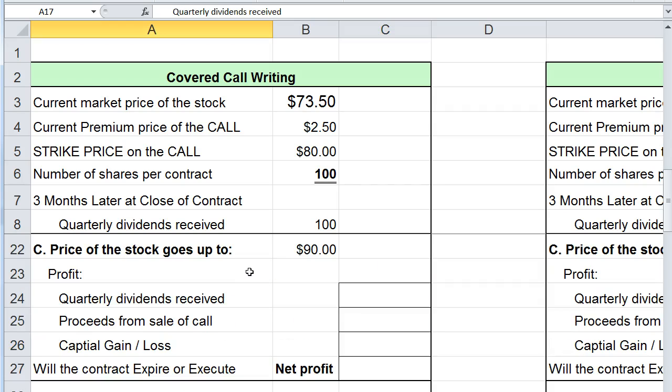Okay, so let's move into the next. I'm going to do a lot of these examples because it is a difficult topic. It's not something that people get right away. Okay, so example C, what if the stock price goes to 90?